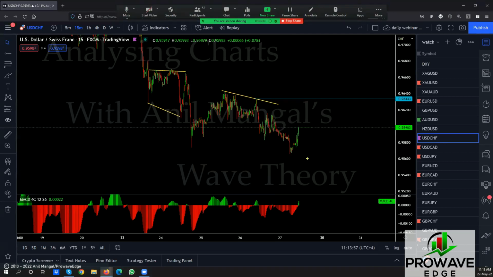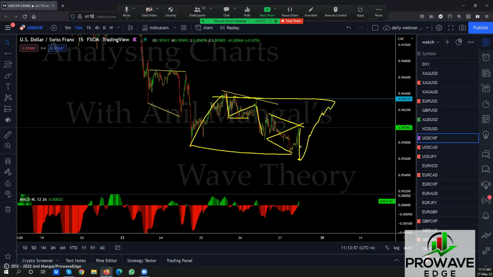We can, but we wouldn't, because if this is a running flat in this structure, you have 1, 2, 3, 4, 5. You're probably going to break this low, but you still have this. So at some point, you go back up for that, make this flat, and then come down. The sell would be from here. The buy would be from here.